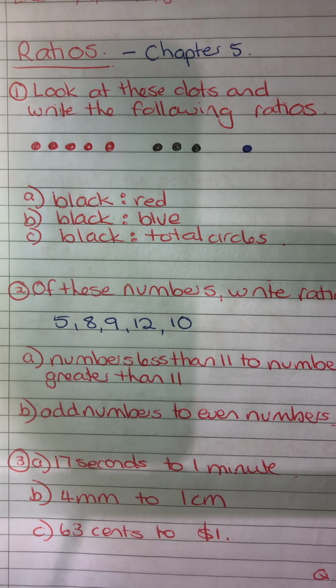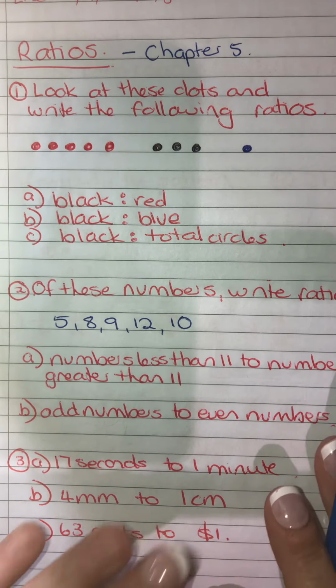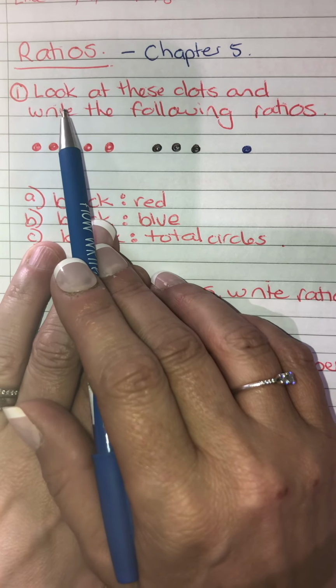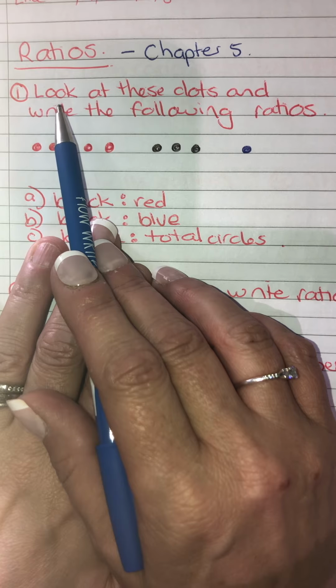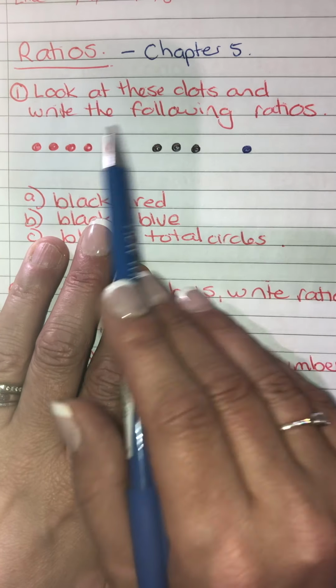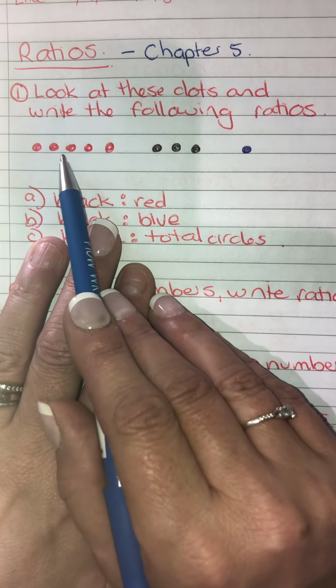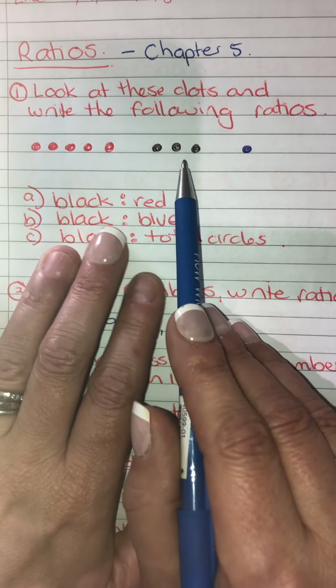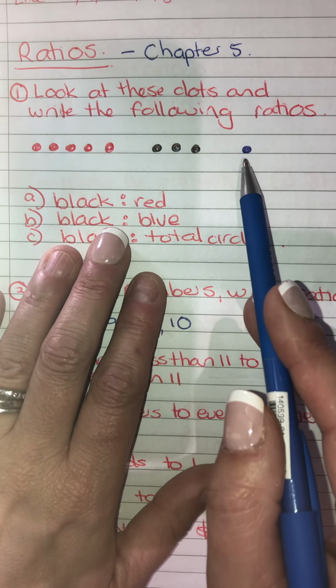Okay, now I'm not going to make you write all this out. I just want you to have a look and do it along with me. So let's have a look at what ratios might be through an example. Look at these dots and write the following ratios. So it looks like we've got 5 red dots, 3 black dots, and 1 blue dot.